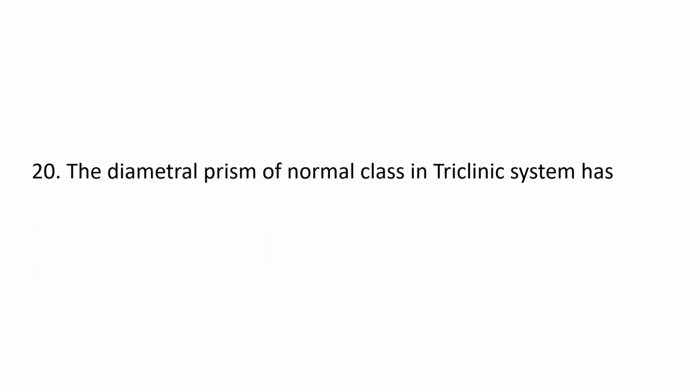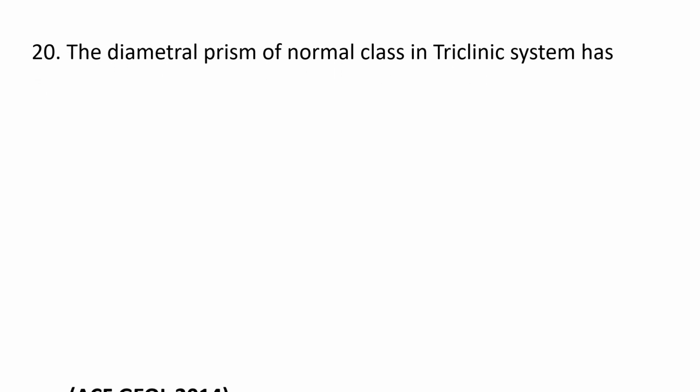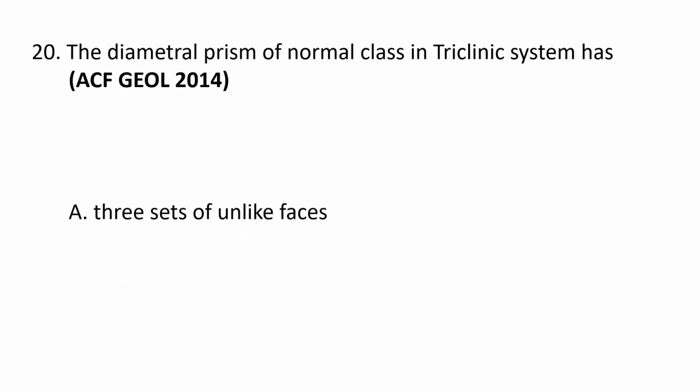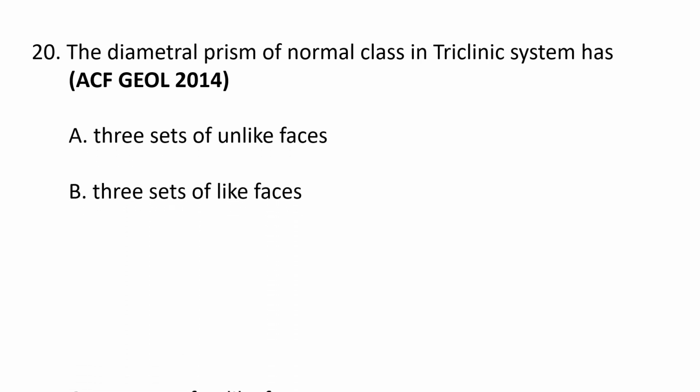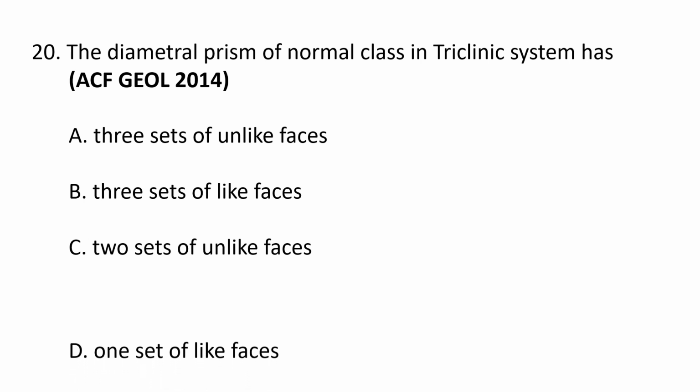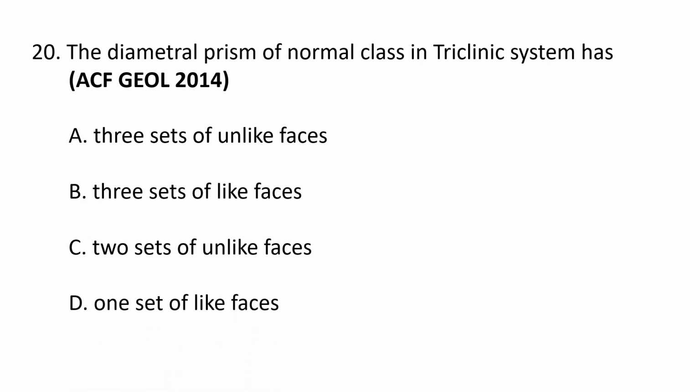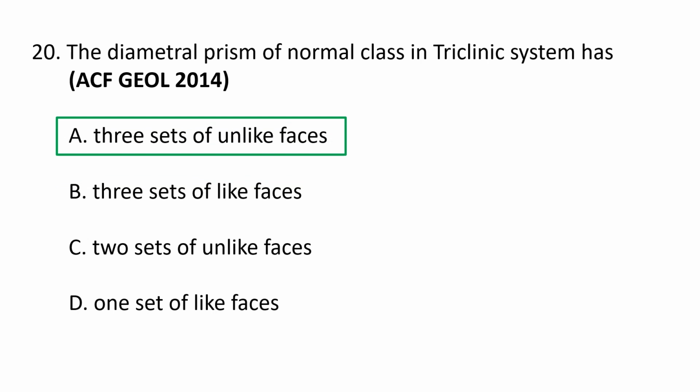Next question. The diametral prism of normal class in triclinic system has A. 3 sets of unlike faces, B. 3 sets of like faces, C. 2 sets of unlike faces, and D. 1 set of like faces. So the diametral prism of normal class in triclinic system has 3 sets of unlike faces.